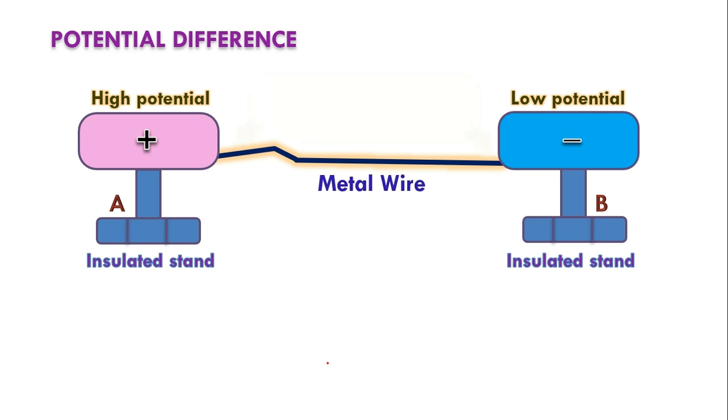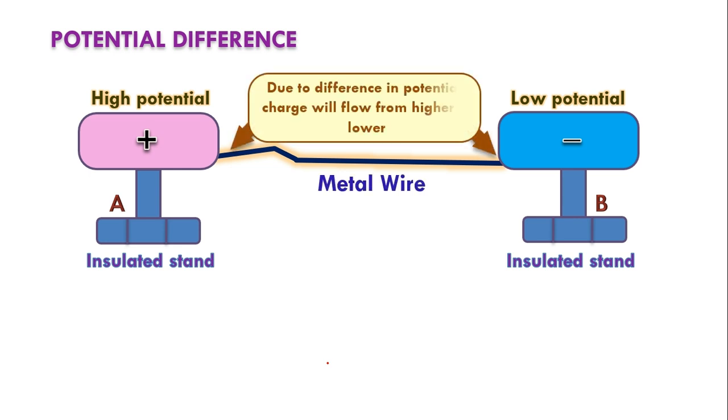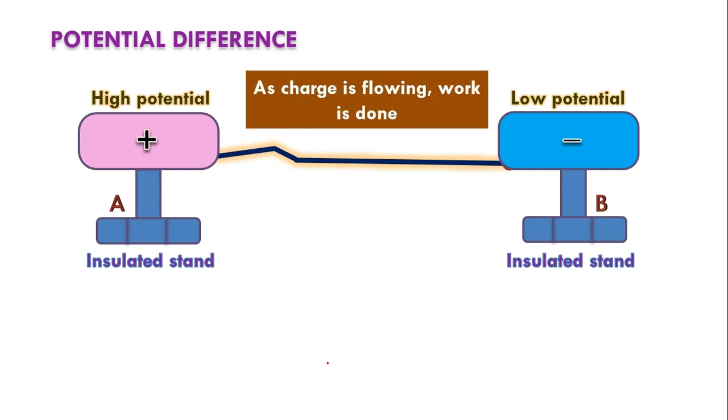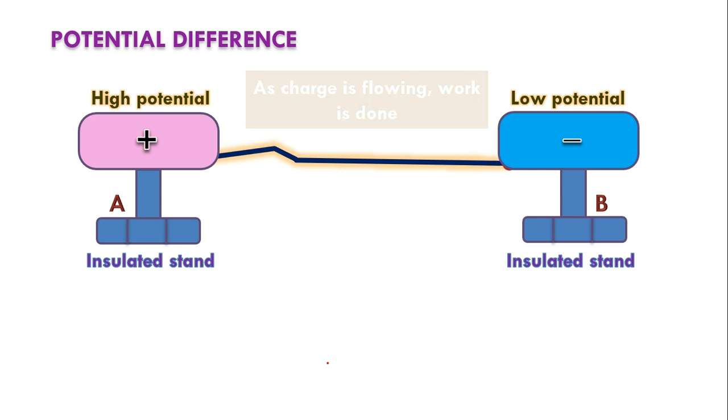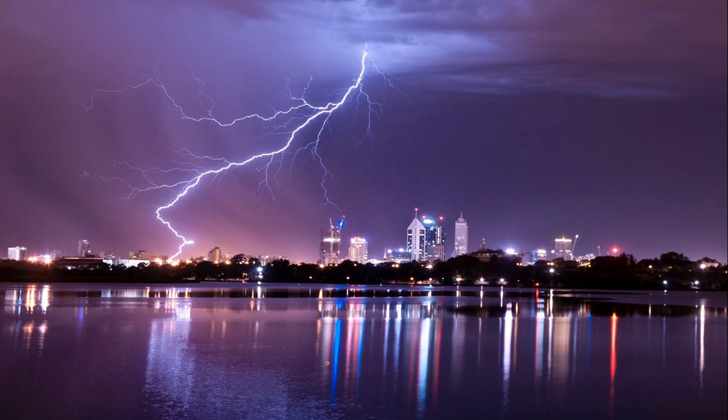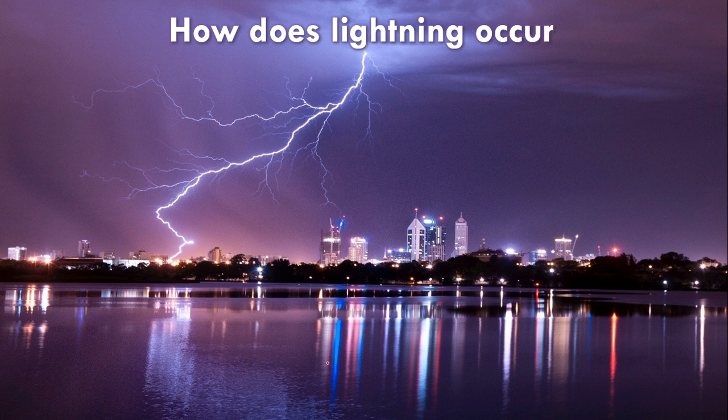Now a metal wire. Here you can see that due to the difference in potential, charge will flow from higher potential to lower potential. As charge is flowing, work is done. The electric potential difference between two points in an electric circuit is defined as the amount of work done in moving a unit positive charge from one point to another point.